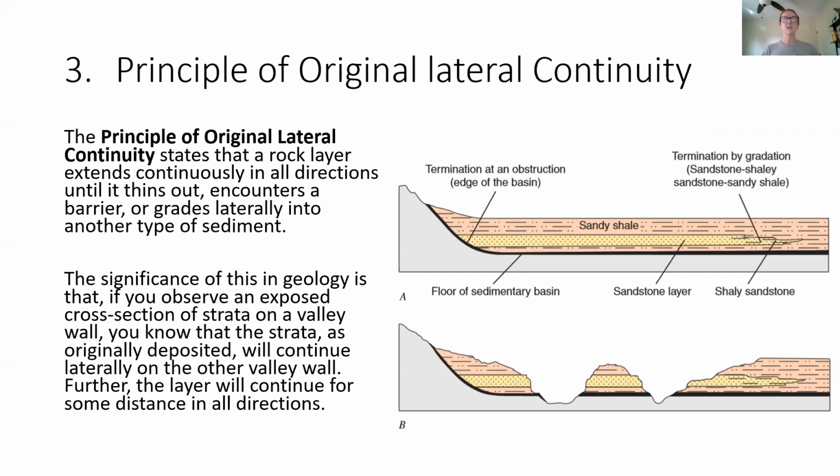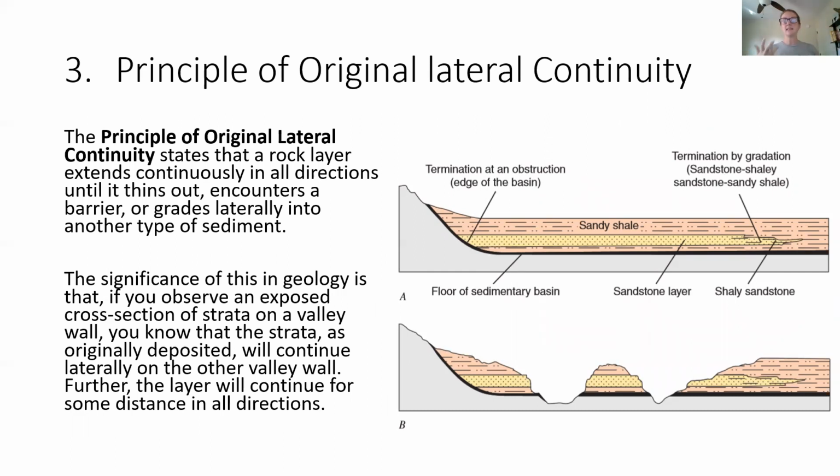All right, the next one, the principle of original lateral continuity. This states that rock layers extend continuously in all directions for vast distances until it thins out or encounters a barrier, grades into something different, right? But just generally think of it as rock layers spread out for long directions and all over the place, right? They're laterally continuous, just like your pancake, your really big flat pancake that spreads over your entire plate, laterally continuous.